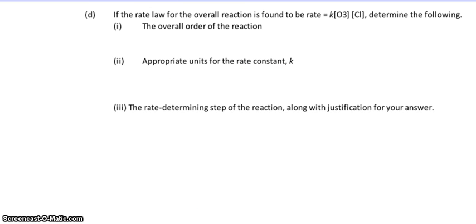Okay, part D says if the rate law of the overall reaction is found to be rate equals the constant times ozone times chlorine, determine the following. The overall order of the reaction. Well, the overall order is just adding up the two exponents. Ozone to the first, chlorine to the first, so the overall order of the reaction is 2.